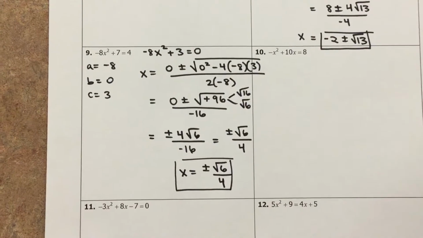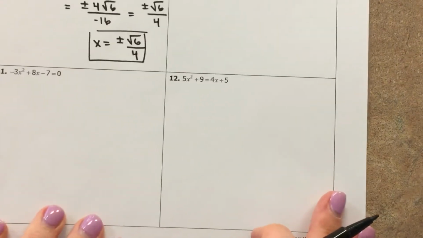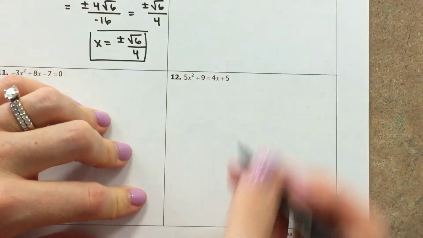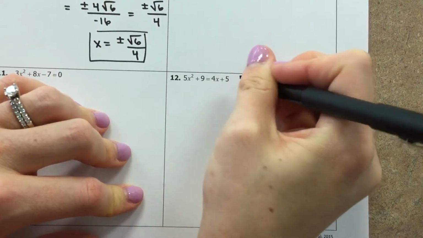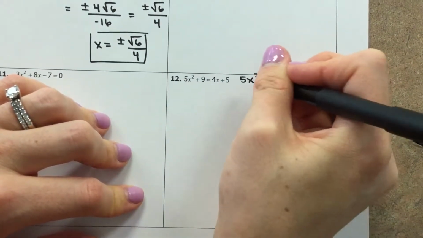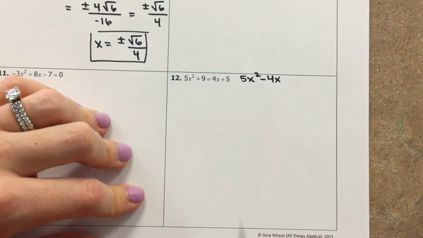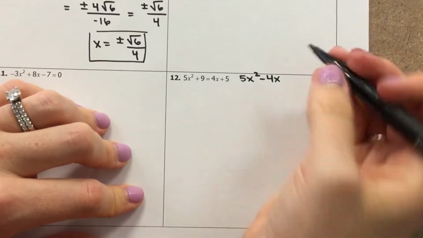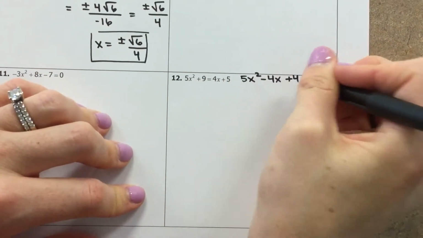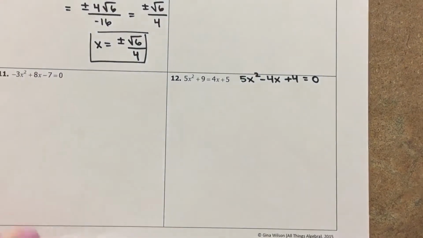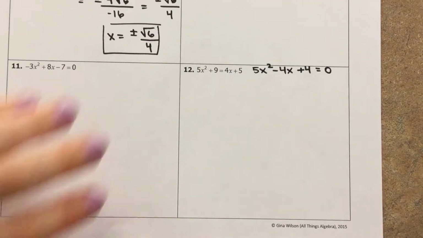Okay, last question we're going to do is number 12. So start by getting it in standard form. I'm going to subtract this stuff over. So I keep the 5x squared. I subtract the 4x from the right, and then subtract the 5. So 9 minus 5 leaves me with 4. So that's my equation in standard form. Write down all the pieces.